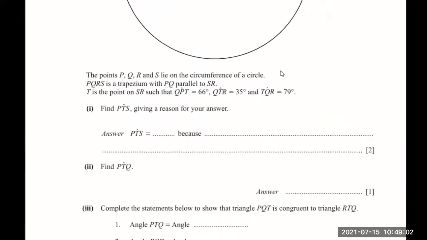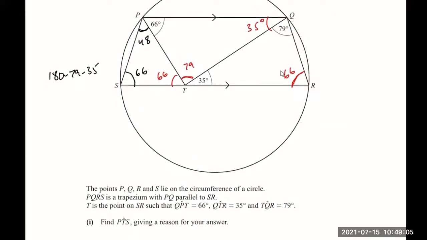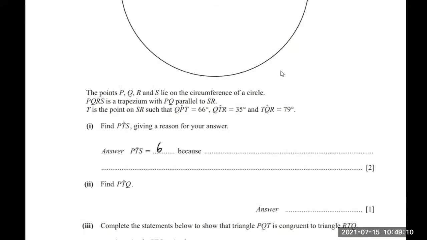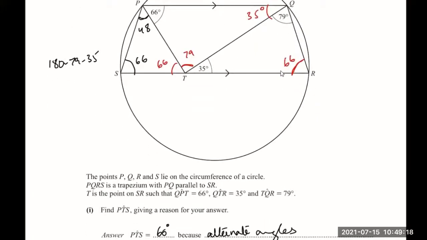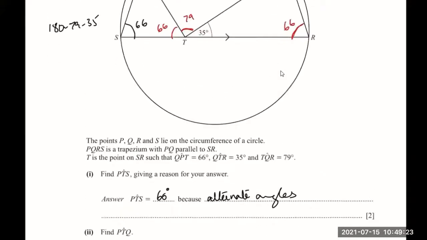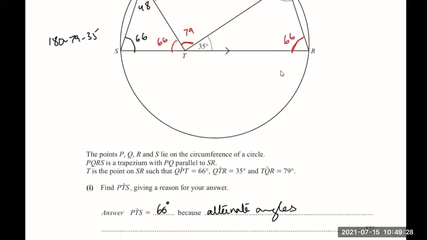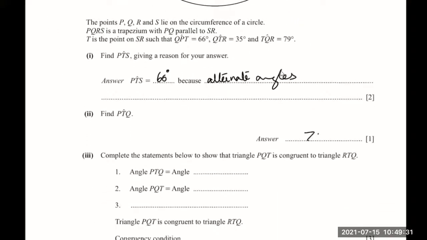at the questions. So yeah, it says find PTS, giving a reason for your answer. PTS was 66 degrees. Why? Because they were alternate angles. Okay, PTS. PTS was this. PTQ. Have I calculated PTQ? I've calculated almost everything. So I got that at 79. It's not asking me for a reason. Okay. Then it's asking me to complete the statements below to show that PQT is congruent to triangle RTQ.